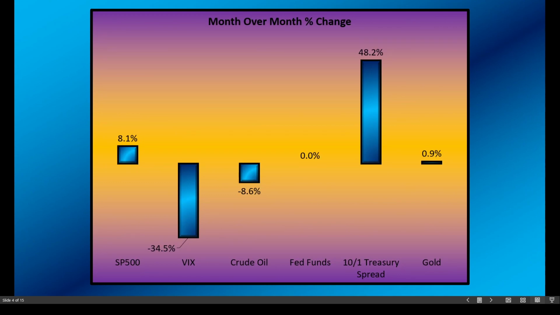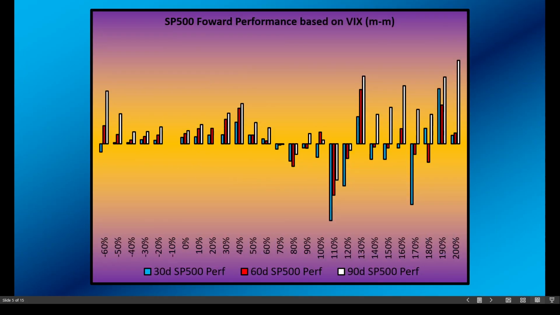So let's take a look at the month over month percentage changes. Again, the S&P 500 has been up 8.1%. The VIX, the volatility index, which usually or always goes opposite to the stock market, has been down 34.5% over the past calendar month. So we see here with the VIX down 34.5%, that places us roughly around here.